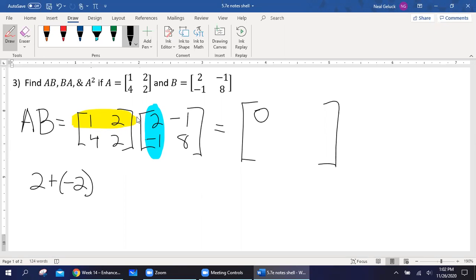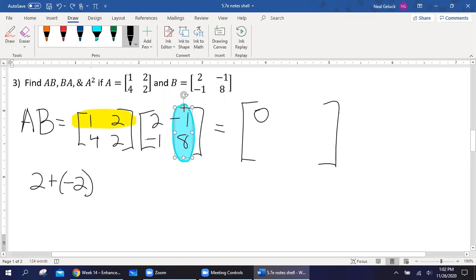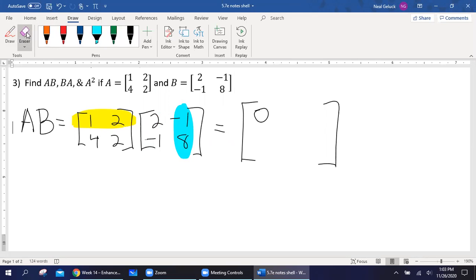You're only going to use rows for the first matrix. You're only going to use columns on the second matrix. So writing these in the correct order does matter. Here's how I do this then. I then move to the second column. So I stick with the first row. I hop over to the second column. And I'm going to do the same process.